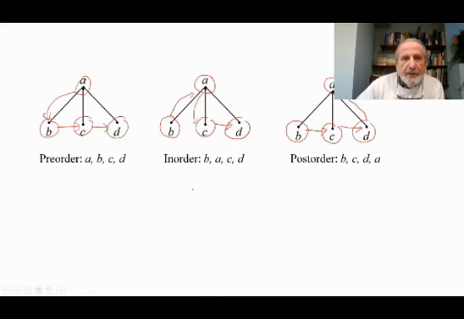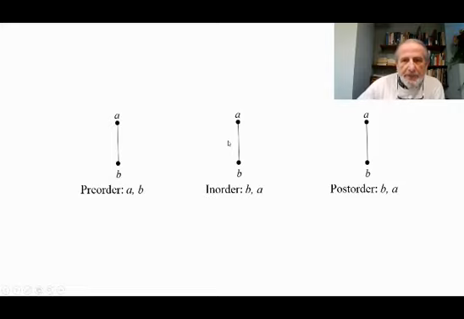Now, what happens as you do these algorithms: if you hit a subtree at any point here, you apply the same concept, the same algorithm. And we will see that shortly. Just to point out, if you have a situation like that, then the preorder is AB, the inorder is BA, and the postorder is BA as well.